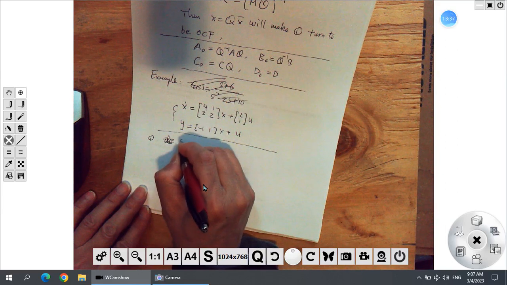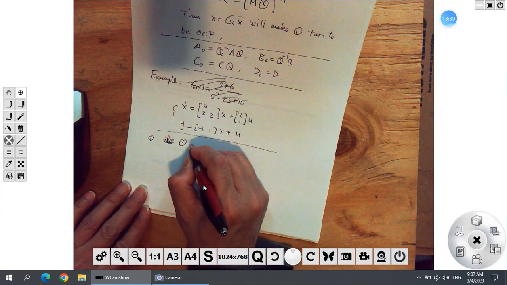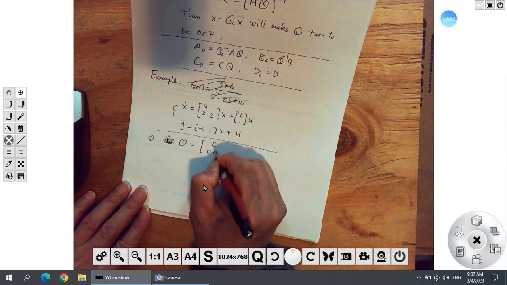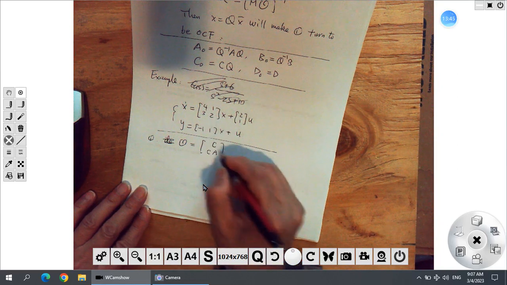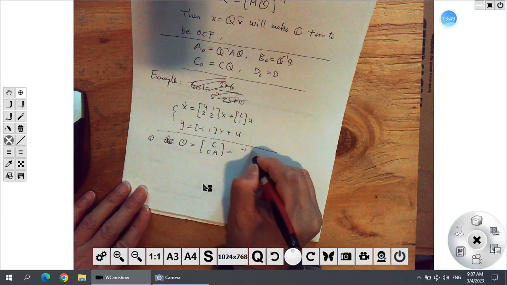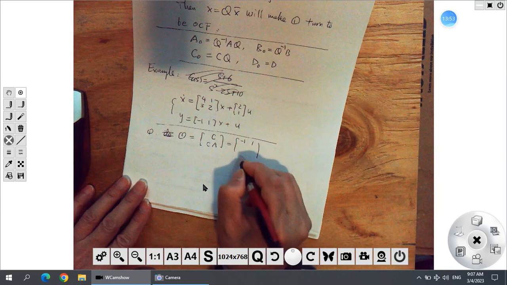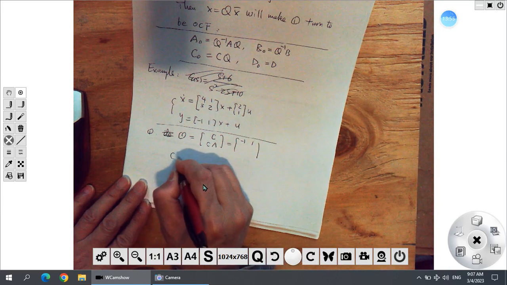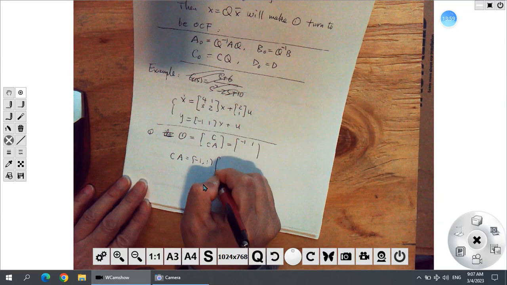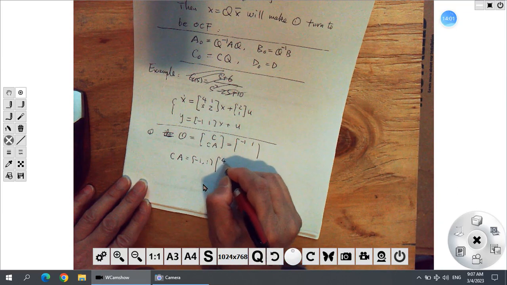Alright. So the first one, we need O, the determinant of O. So find O firstly. O is C over CA. Now its size is 2, so we only need 2 rows. C is just 1, negative 1, and 1. This is C. And C times A. C times A equals negative 1, 1 times A. A is 4, 3, 2, 1.